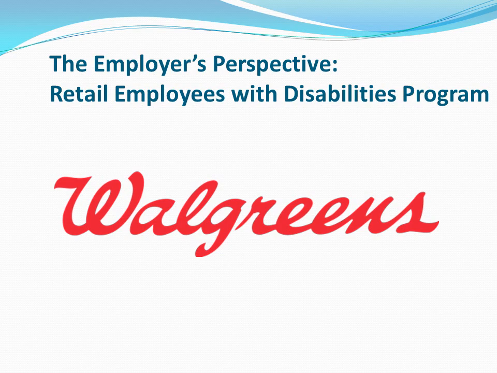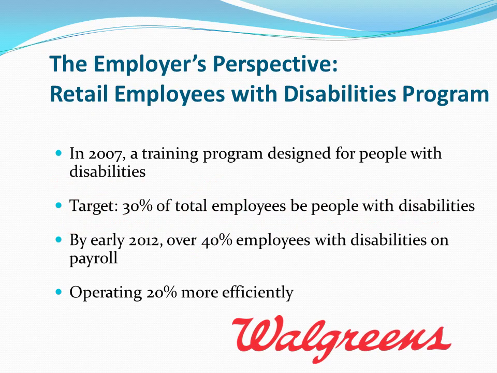An example of a program developed from the employer perspective is Walgreens Retail Employees with Disabilities Program. In 2007, Walgreens implemented a training program targeted at employing people with disabilities. Recognizing the potential of this untapped labor pool, the company set a goal that 30% of their employees be people with disabilities. To achieve this goal, they established a partnership with a local disability agency and developed a curriculum to teach people with intellectual and developmental disabilities the skills they needed for jobs at their center.